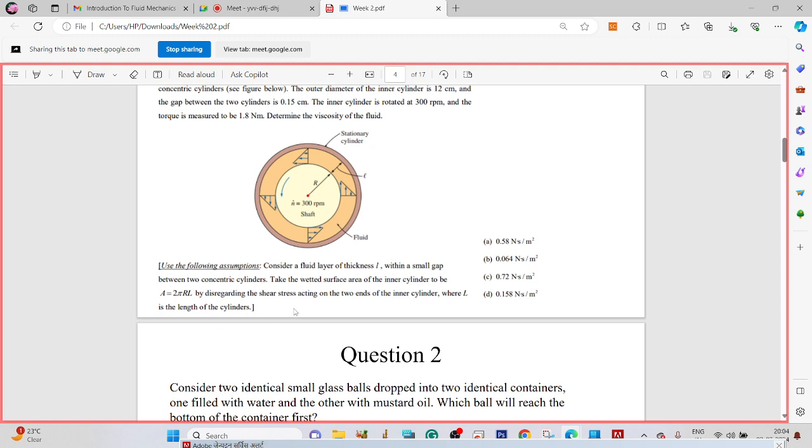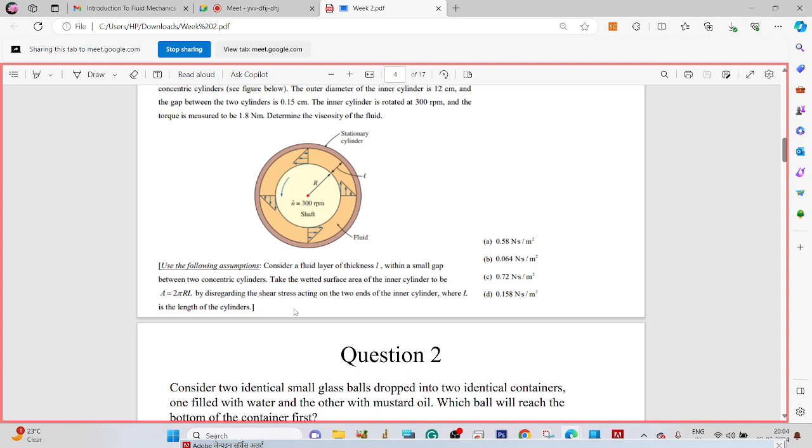That means this is the cylinder, right? It will be like this. So the effect of the ends is not considered here, and it also says that L is far greater than the gap between the cylinders. That's why the effects of the ends are ignored.